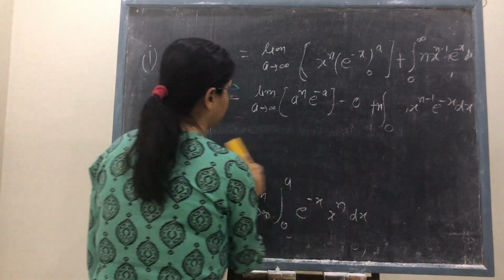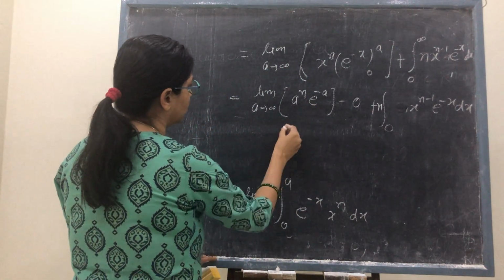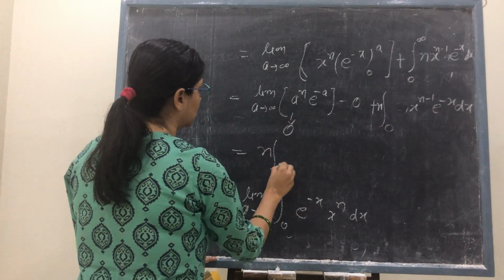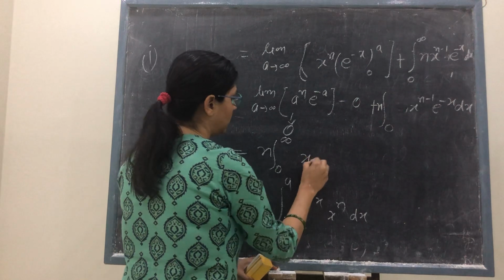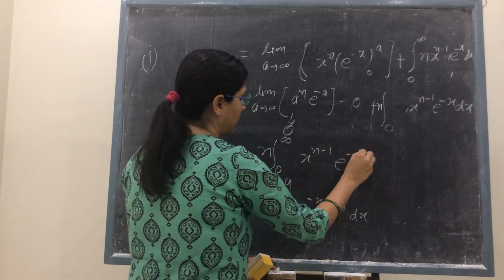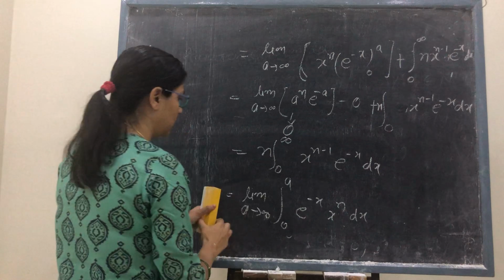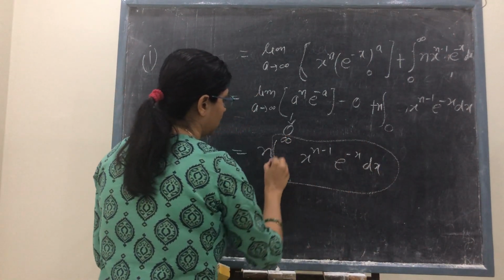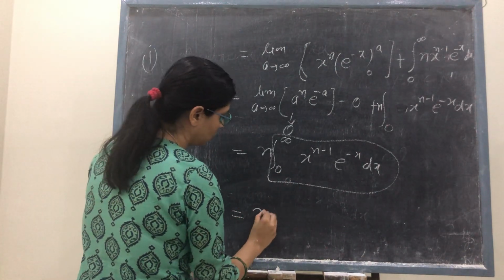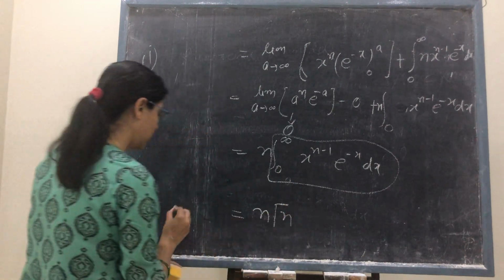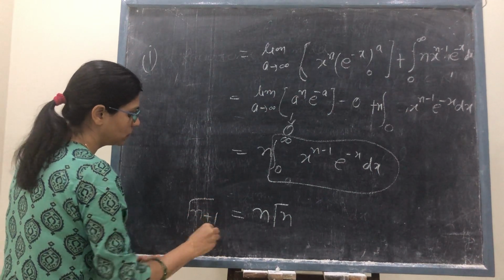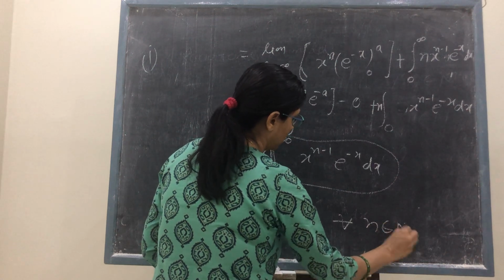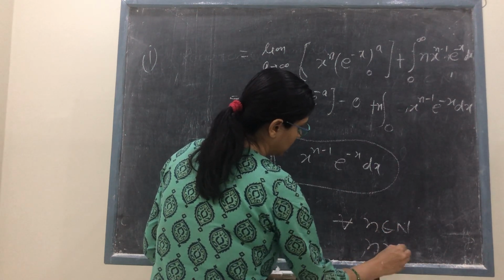Now applying a tends to infinity, this term is 0. What remains is n times the integral from 0 to infinity of x raised to the power n minus 1 e raised to the power minus x dx. Now this is our definition of the gamma function, so this is gamma of n. So we have shown that gamma of n plus 1 is equal to n gamma of n for all n belonging to natural numbers. We can also write this for n greater than 0.